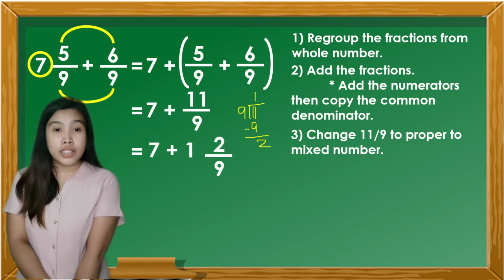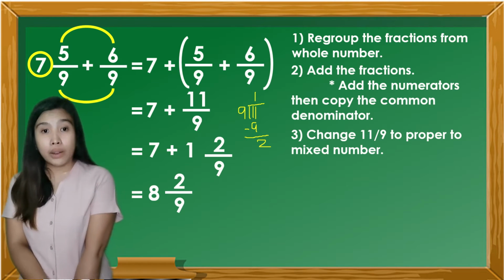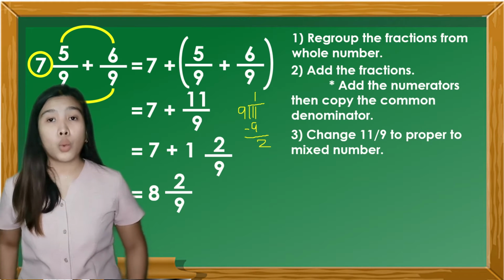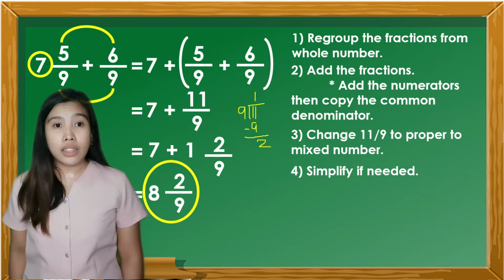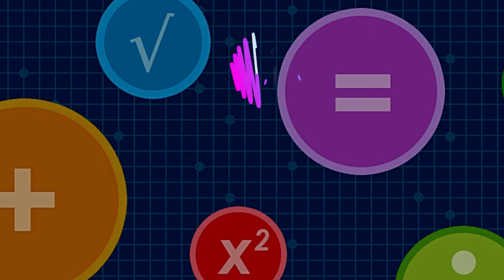So let's add 7 plus 1 and 2 over 9. So 7 plus 1 is 8. And then we have 2 over 9. So 8 and 2 over 9 is simplified. So therefore, the answer, or the sum, is 8 and 2/9.